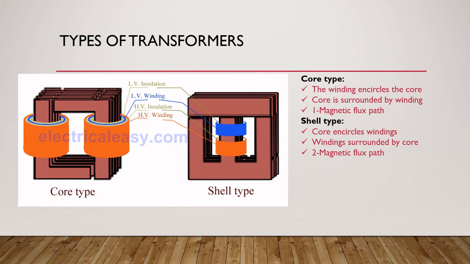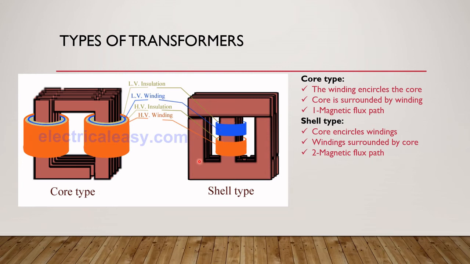Then, about the types of transformer, the main two types are the core type and the shell type. Here in the core type, you can see the windings encircle the core. The core is surrounded by the winding. So there is only one magnetic flux path in the core type.